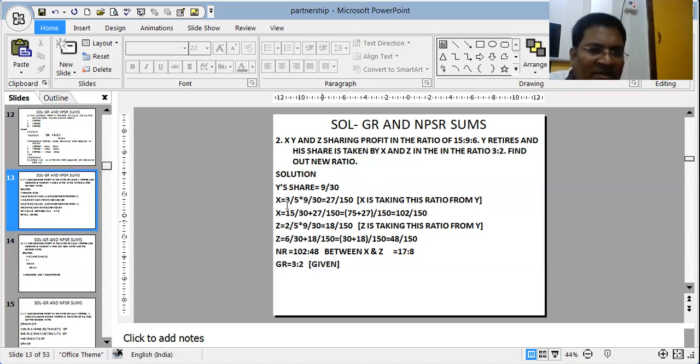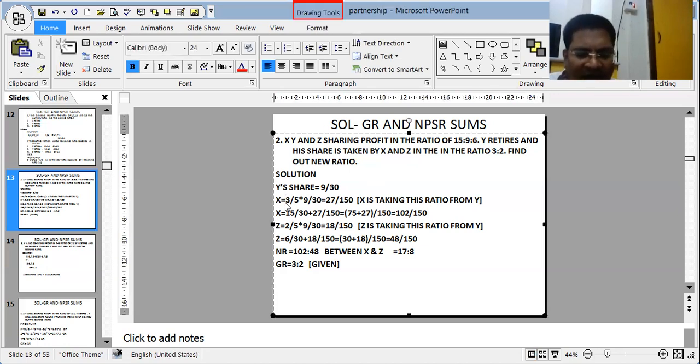So X, who is getting 3/5 of 9/30, that is 27/150 he will get. Already his share is there. His share is how much? 15/30. And now he will be getting 27/150. So when we are adding all these things, we are going to get 102/150. Okay. Then comes Z share. Z share is how much?